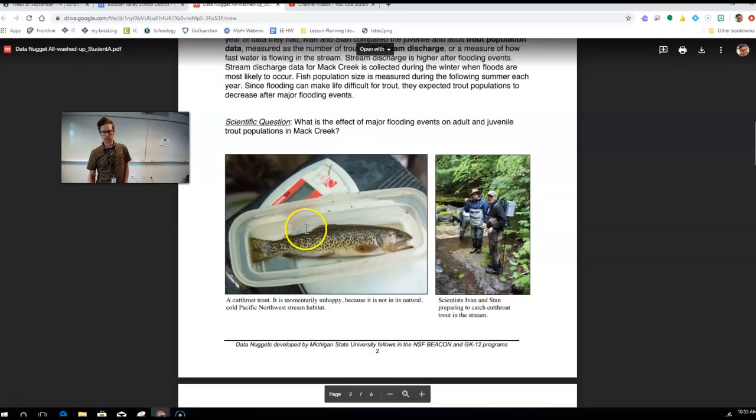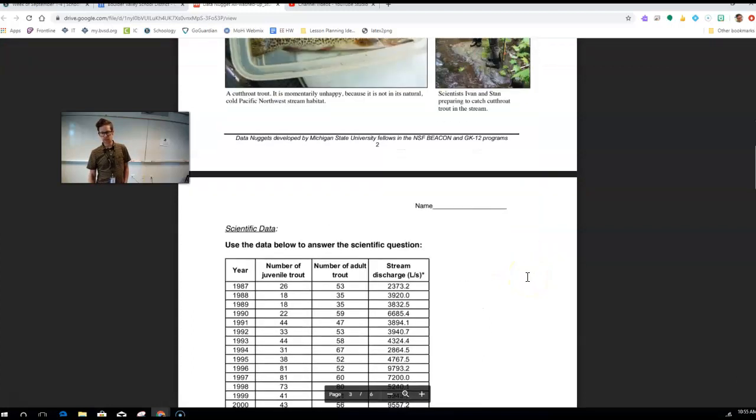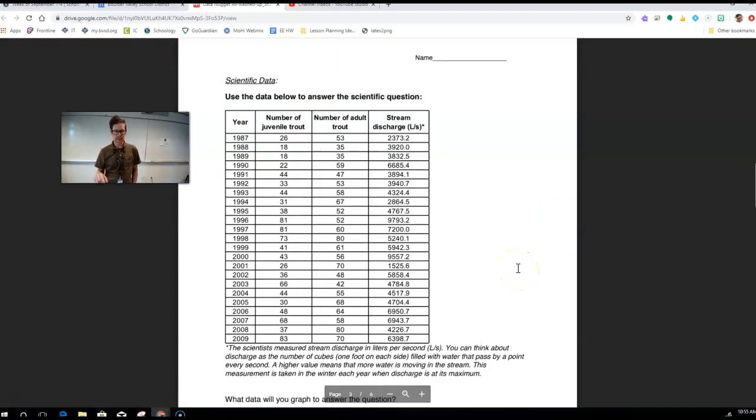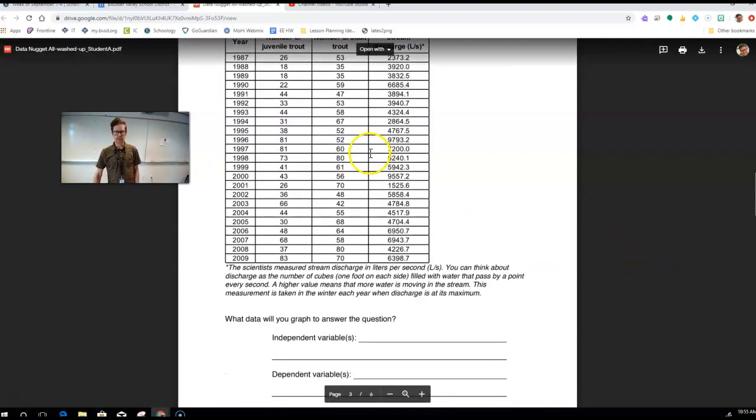Some wonderful pictures are showing you the actual scientists at work. Here's the data. This is the actual data that they collected. Again, these are real research projects. This is not made up for you to do in school. This is a real research project that was adapted for you guys to use in school. So this is real data. It can be messy. And it shows you the way the data is put in here.